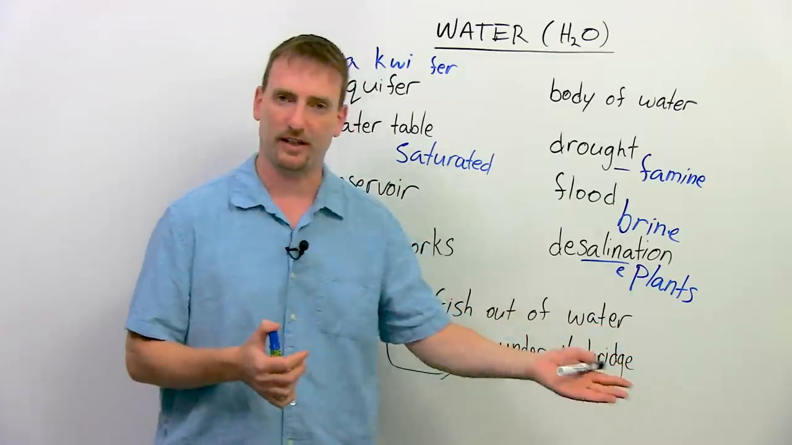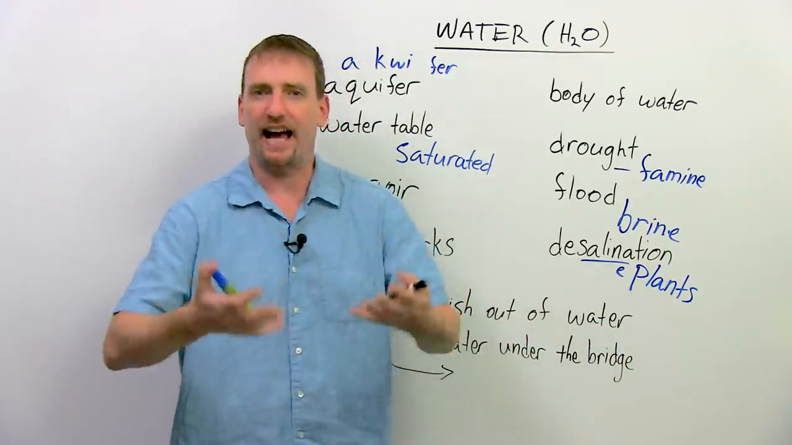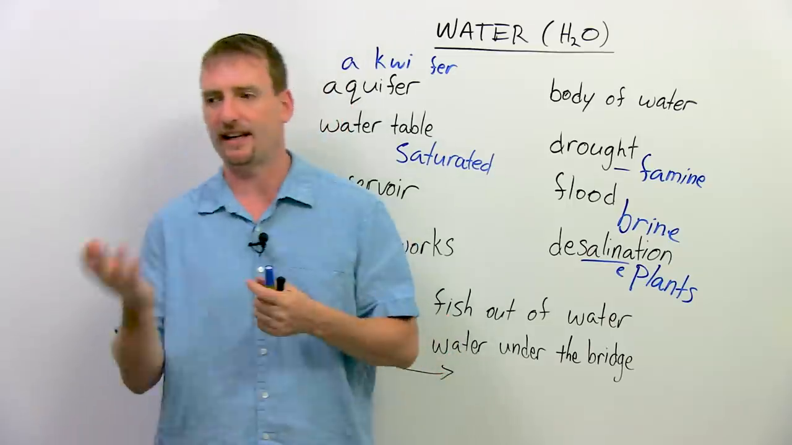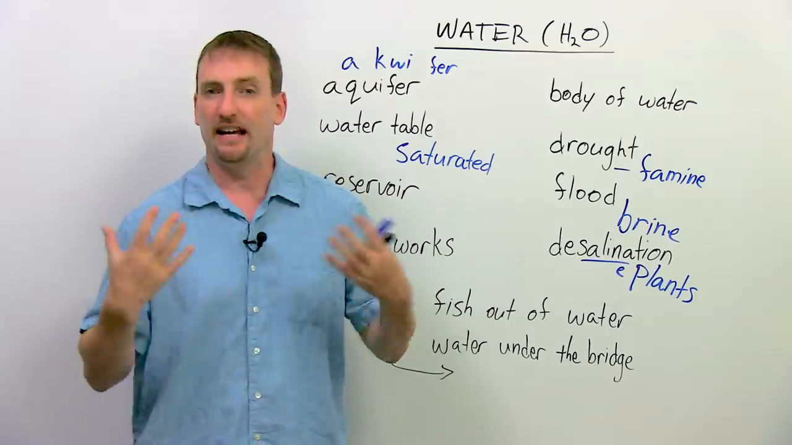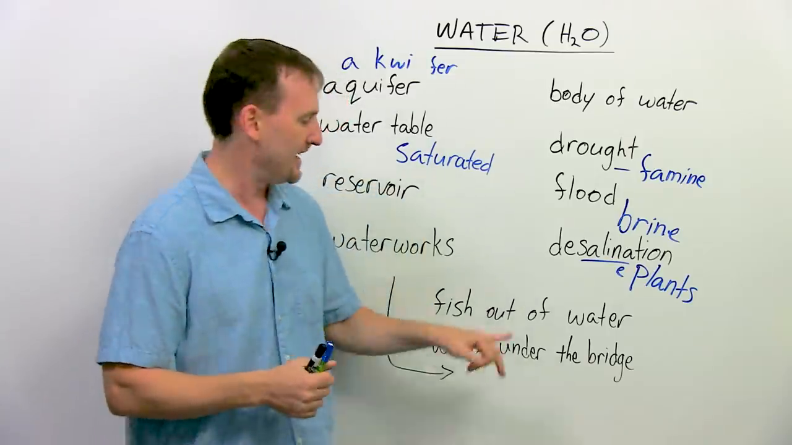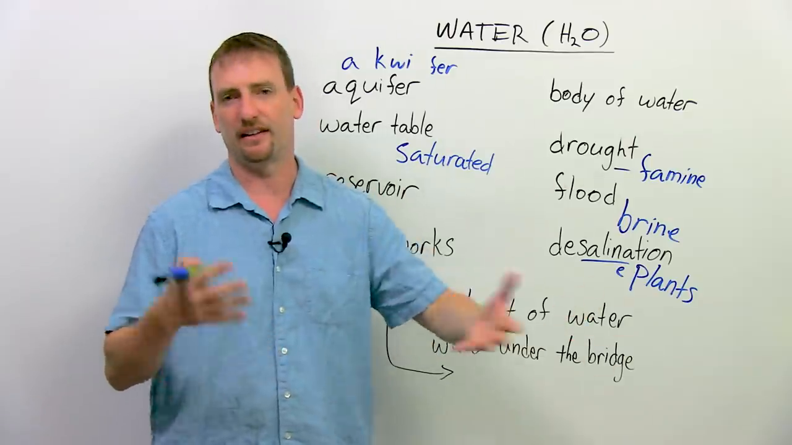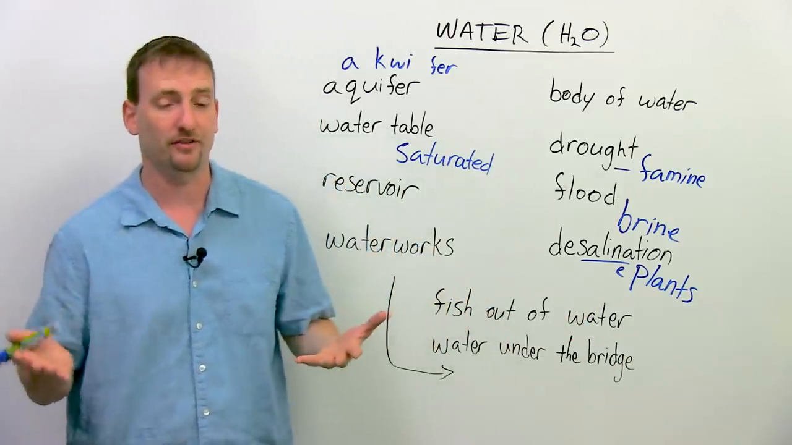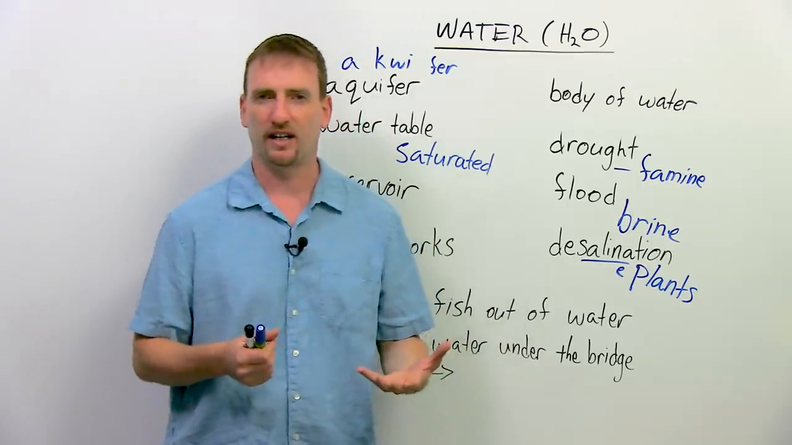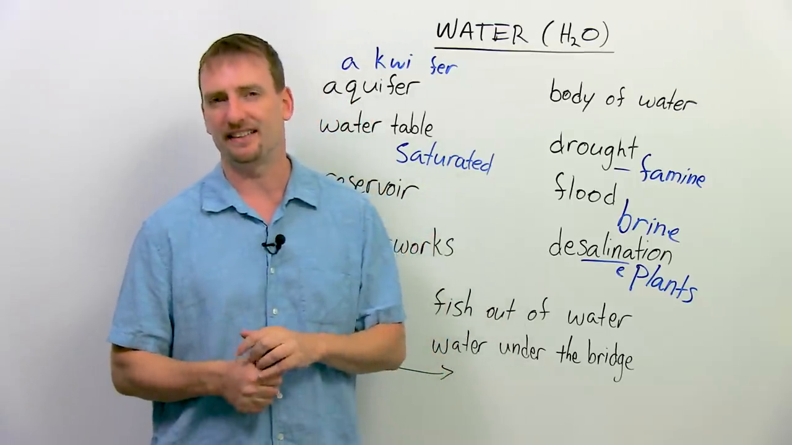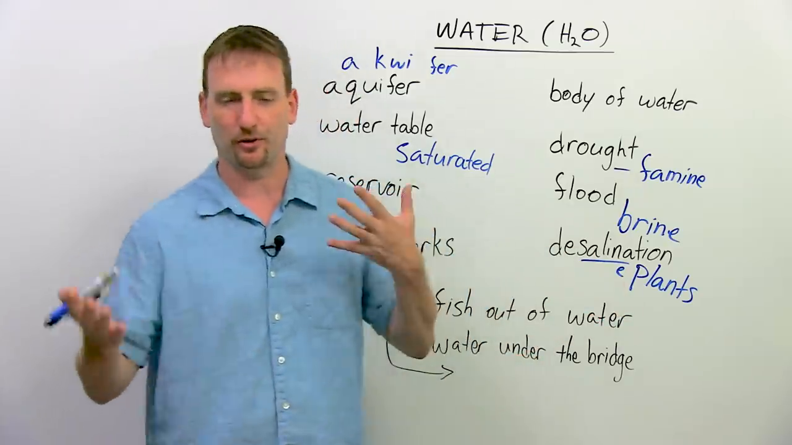A fish out of water, okay? Just because we're talking about water. A fish's natural habitat is in the water. So if you take it out, what does it do? It just flops around. It's very confused. It doesn't know what's going on. It's not in its natural habitat. So we can say this about any person who is not in their normal or comfortable place. If you get a new job, but you're not really qualified for it, people will very clearly see it and they'll know that you're a fish out of water. You don't belong here. You're not comfortable. You don't know what's going on.